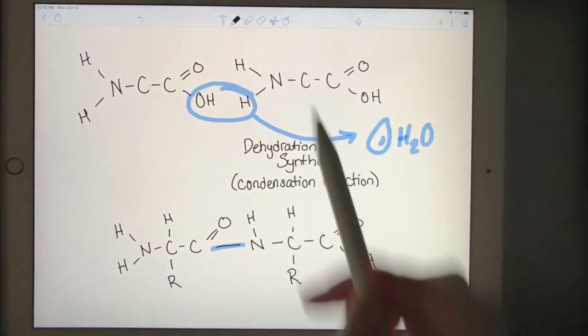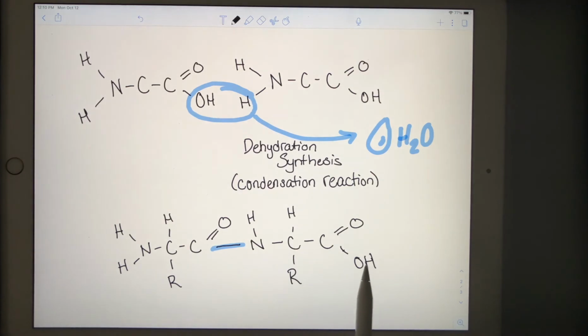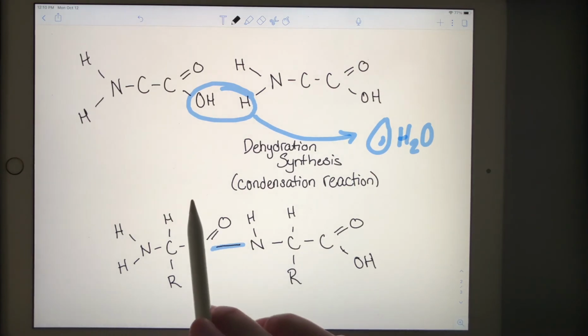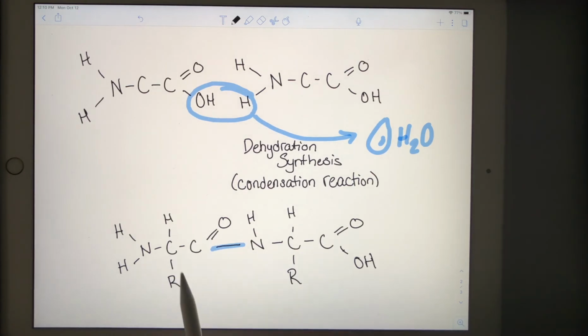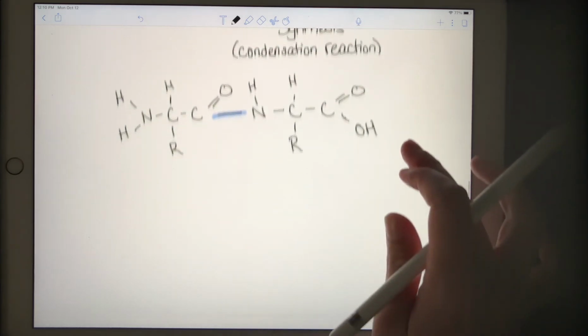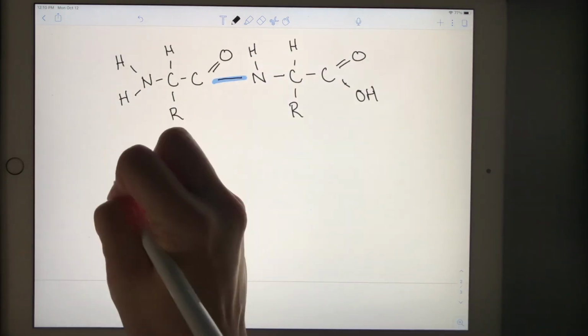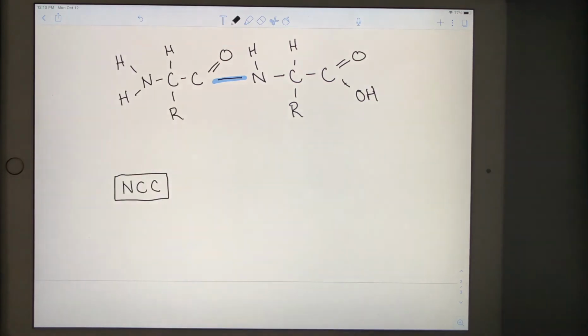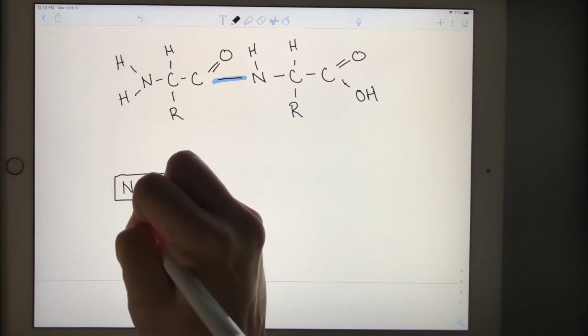Once you have the hang of this and you know how this works, and you know that there's a hydrogen up here with this carbon and R group, that's going to determine which amino acid we're talking about, we can simplify it a little bit more. We're just going to say NCC, because that is our backbone, make a little box, and include our R group.